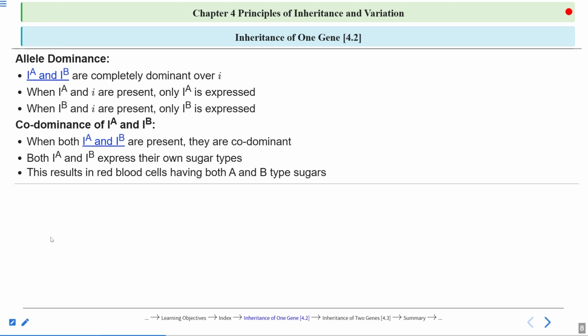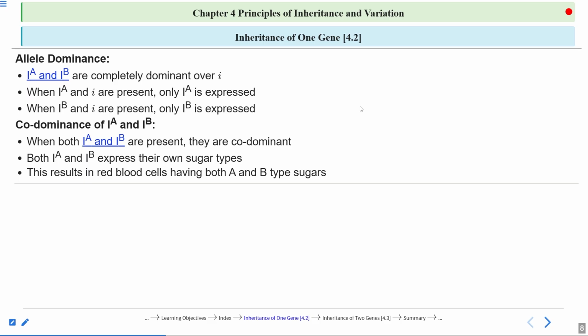So, here you can see the ABO blood group system. It is demonstrating complete dominance also, because when IA and small i are present, IA will be expressed and the blood group will be A. When IB and small i are present, the blood group will be B. So this is due to dominance. The law of dominance is being followed here. But in the case of IA and IB, codominance is being followed here.